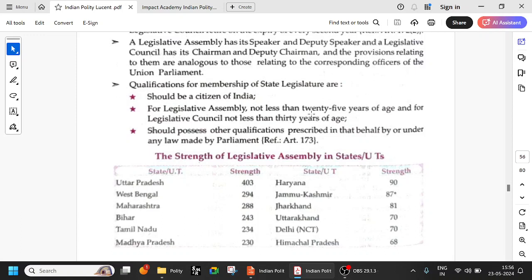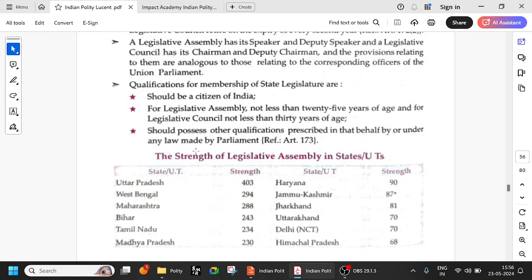Okay, so for president, vice president, and governor, we have seen the minimum age is 35. For chief minister it is 30, and if you want to become an MLA, it has to be 25 years of age. For the legislative council it is 30 again. So you can become an MLA at 25 years minimum, and if you want to become an MLC, you have to be 30 years of age. Similar to chief minister, one should possess other qualifications prescribed by any law made by the parliament.